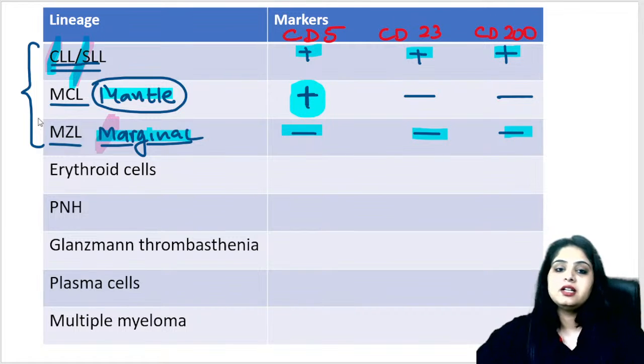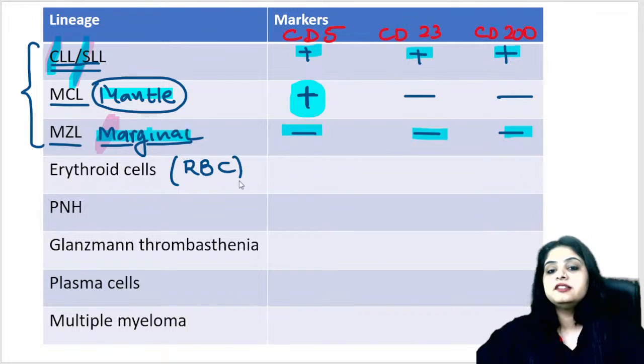So this part is also done. Okay, so it should give you confidence. Almost coming towards the end. Erythroid cells, what about RBCs? RBCs have something called transferrin receptor. Agreed? RBCs have transferrin receptor.